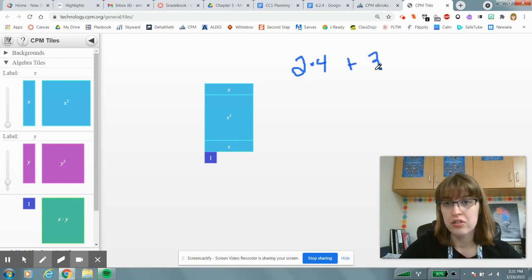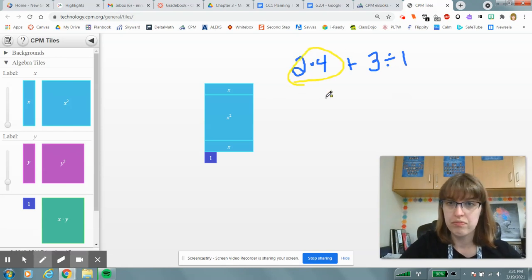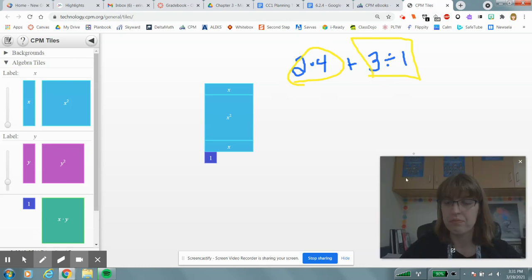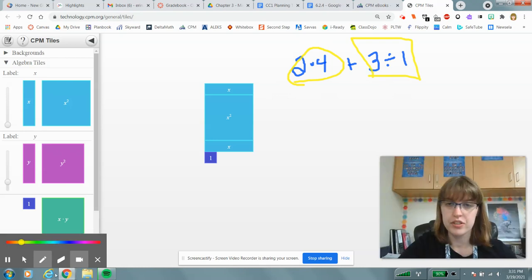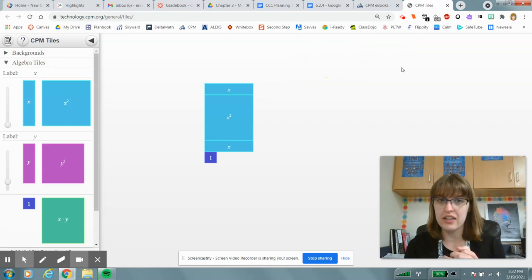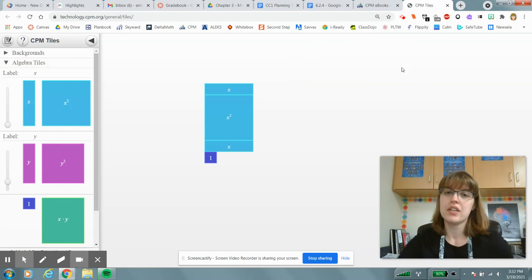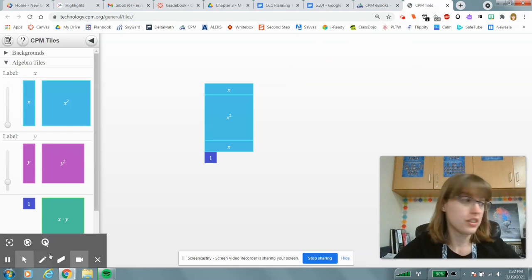Like this. And we learned a term. This is a term. And this is a different term. So separated by addition or subtraction. So we will be working to combine terms that are the same. Let's start by doing that for area.